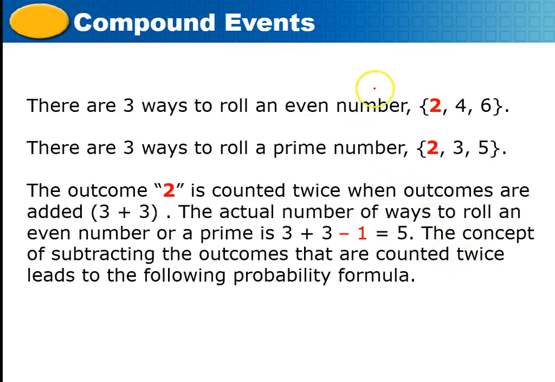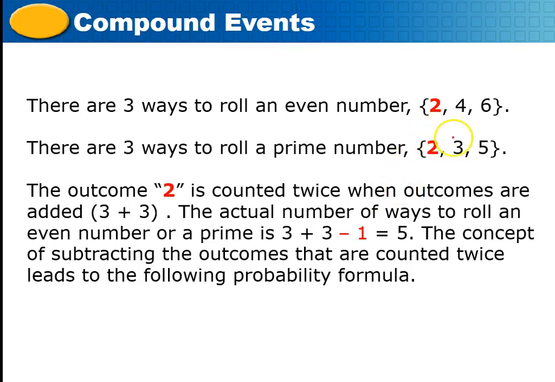There are 3 ways to roll an even number: 2, 4, 6. There are 3 ways to roll a prime number: 2, 3, 5. The 2 outcome is counted twice when outcomes are added, 3 plus 3. The actual number of ways to roll an even number or prime number is 3 plus 3 minus 1. And that minus 1 is, again, because we have the 2 represented in our first group and our second group, and we can't count it twice. We can only count it once.